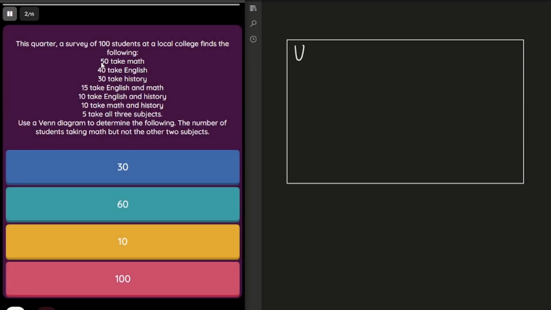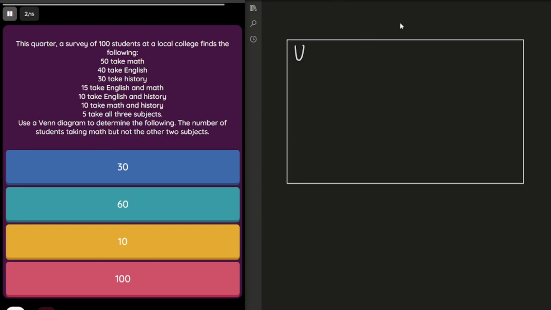Number 2. This quarter, a survey of 100 students at a local college finds the following. 50 take math, 40 take English, 30 take history, 15 take English and math, 10 take English and history, 10 take math and history, and 5 take all 3 subjects. Use a Venn diagram to determine the following. The number of students taking math but not the other 2 subjects. It is asking us those who take math exclusively.